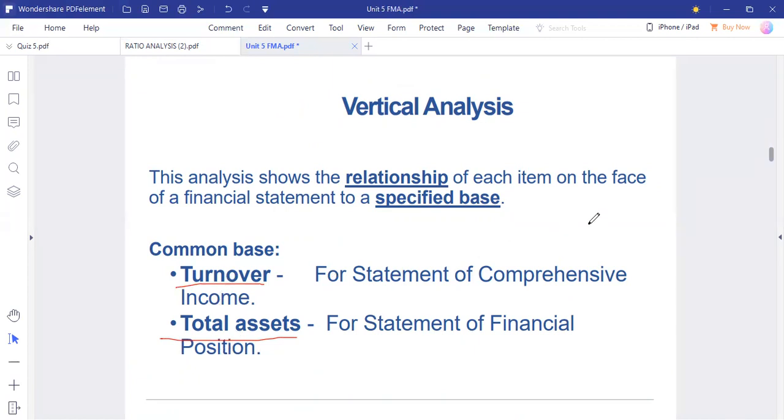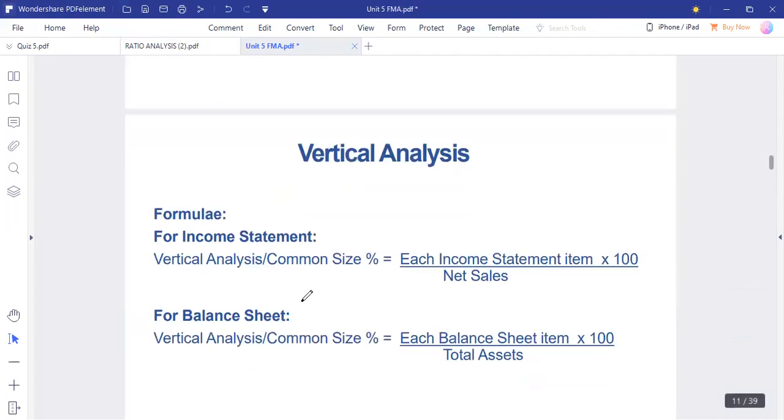I noticed in some of the reports that I was getting that others were using different bases. But here the common base must be the turnover when you're dealing with the income statement, and when you're dealing with the balance sheet, the base should be the total assets. So the formula for the vertical analysis, if you're dealing with the income statement, is that each income item should be divided by the net sales times 100. And for the balance sheet, each item should be divided by the total assets multiplied by 100.